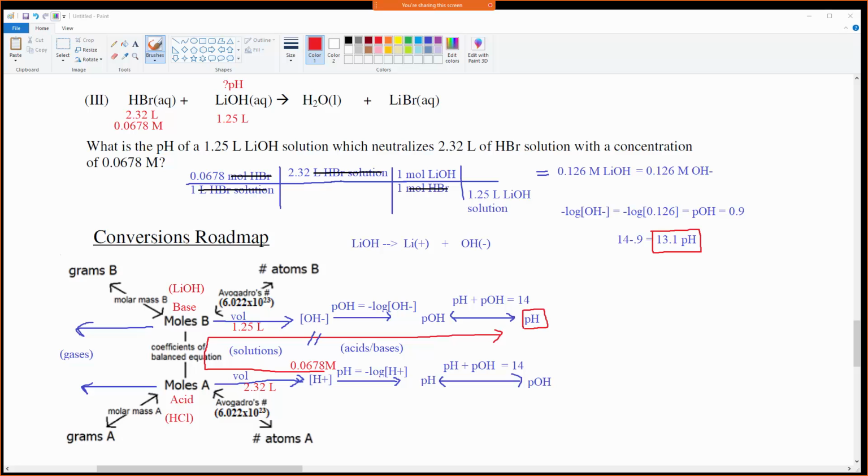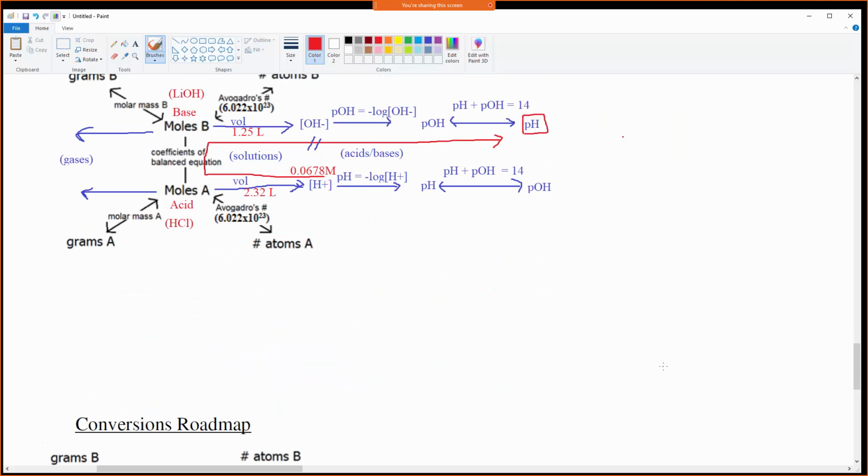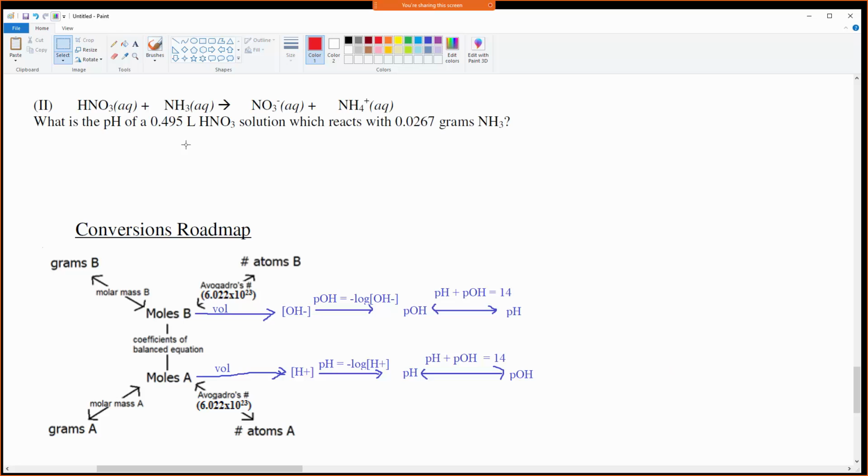One more? Sarah asks, do we need to specify that it's the pH of the LiOH? No, because they're asking what the pH of the LiOH is, so that should be included there. It's okay to just say this is the pH. In fact, the pH doesn't really have any units, so you could just answer 13.1 is the pH of the solution. Okay, let's do one more and then I can let you go for the day, okay? Is that fair? Unless you feel like you're all good and you don't want one more.